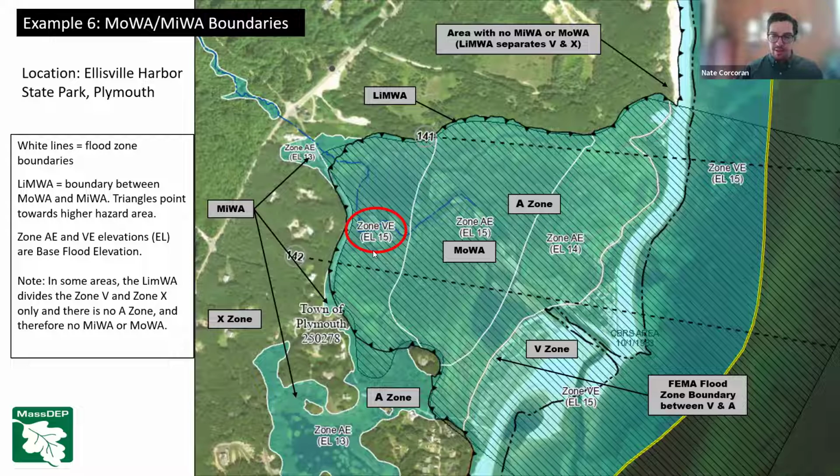And looking around this area, you can see it's separated. The LIMWA covers the whole area, and there are a few areas where the A zone extends past the LIMWA. So those areas would be the MIWA. But it's just an example of how there can be V zone landward of an A zone. It's just something to look out for, and something that can get a little tricky.